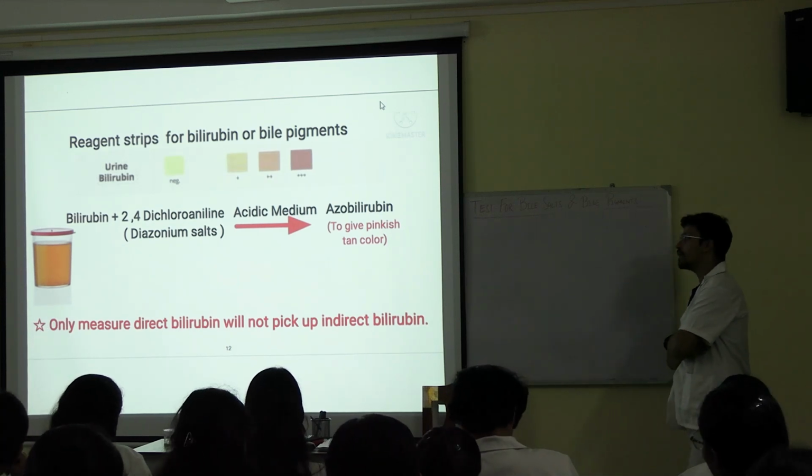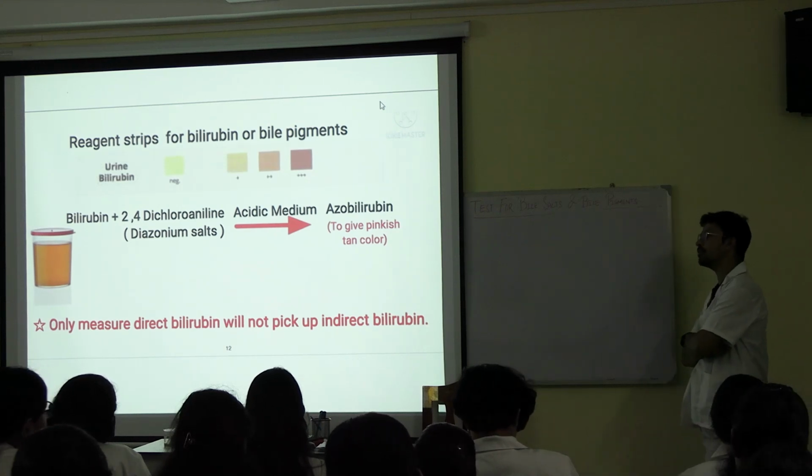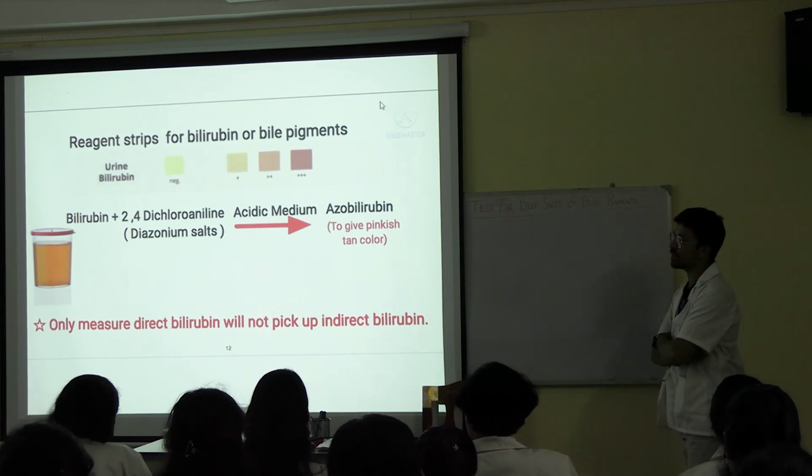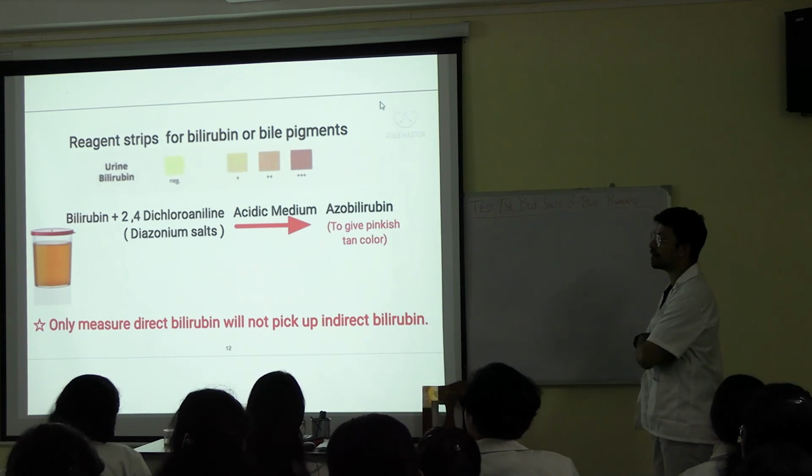Let's say 1 mg, let's say 2 mg, and then 4 mg. The more the bilirubin, the deeper will be the color. The first one is a little bit over here, it is written pinkish tan color.